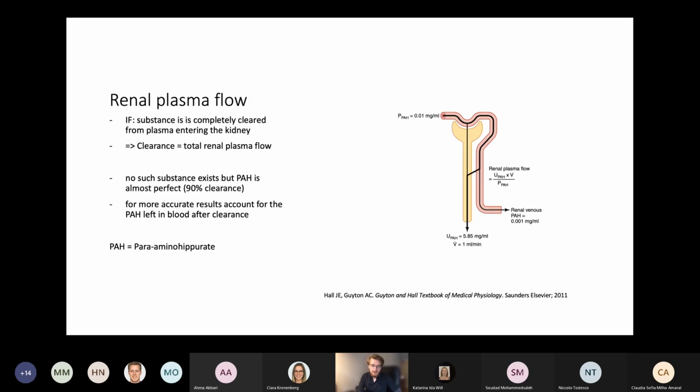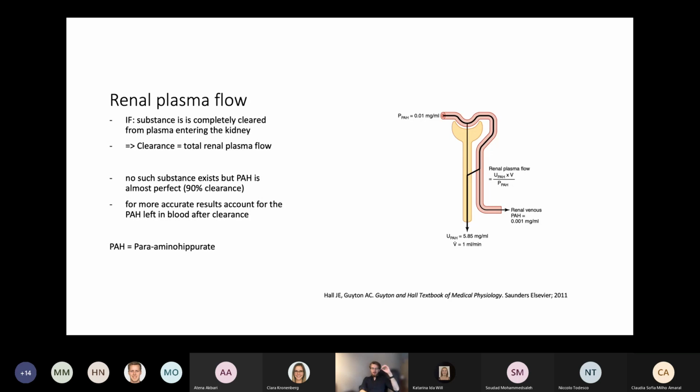The last section that we should mention is renal plasma flow. Renal plasma flow, which I mentioned in the previous slide, is basically the amount of plasma that is going through the kidneys at any given moment. How are we able to calculate it? If we have an imaginary substance that, if it enters the kidney, is 100% excreted, we can use that to calculate the total plasma flow.